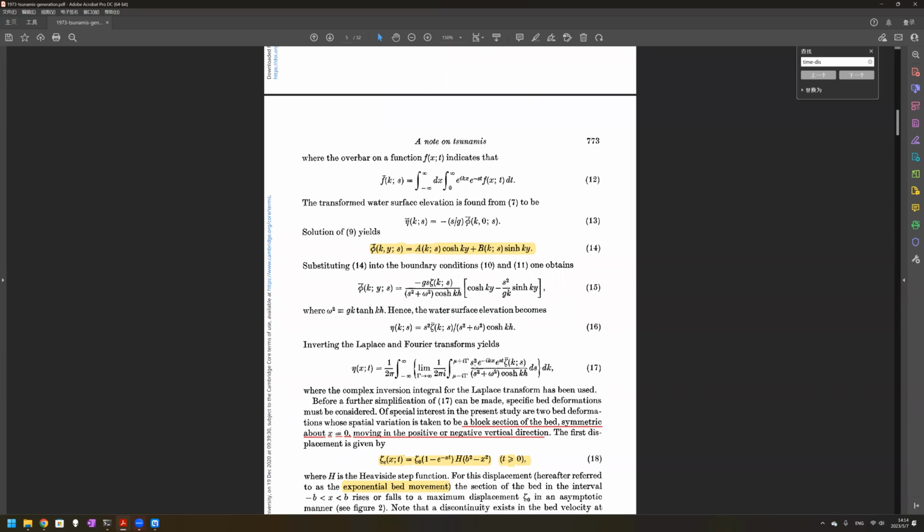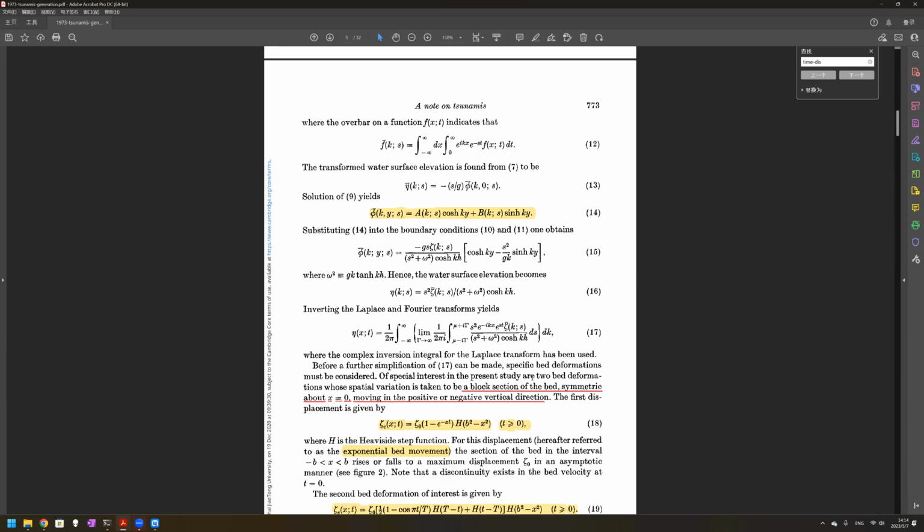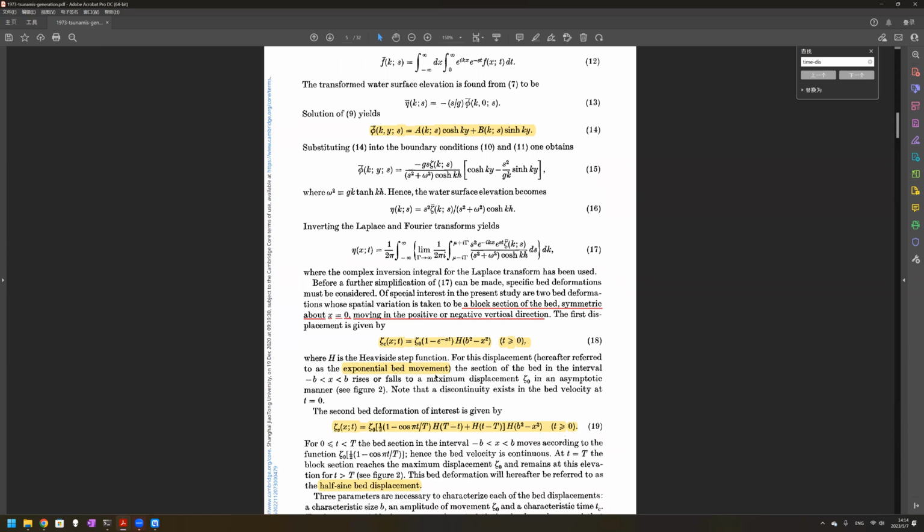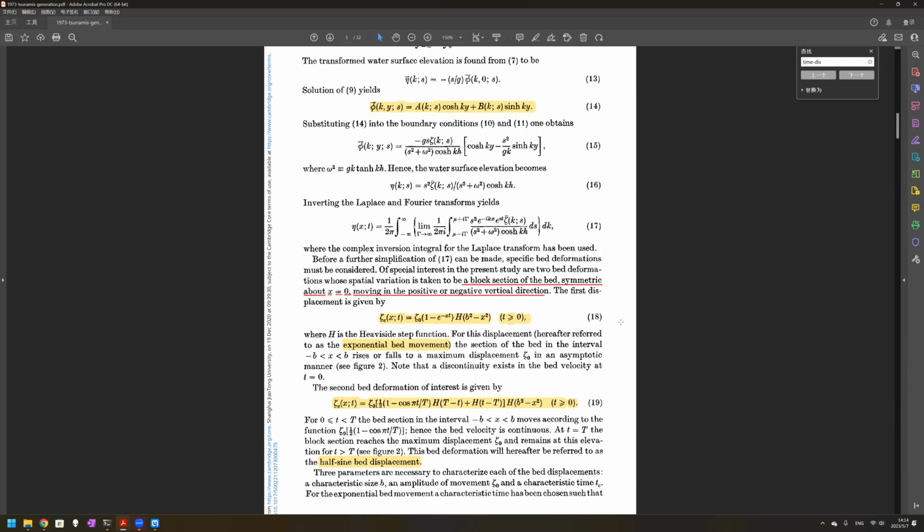By this point, the author argued that we can no longer improve the conclusion unless we give explicit bed deformations. So we introduce two deformations. One is called exponential bed movement, and the other is called half sine bed displacement. And they're defined as equations 18 and 19.